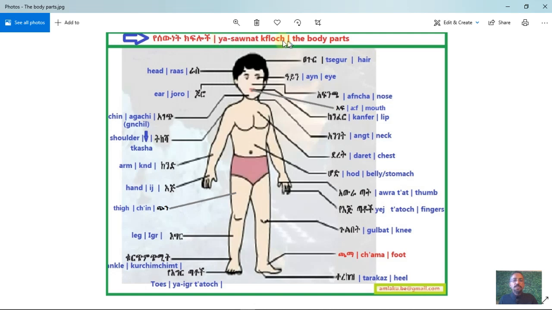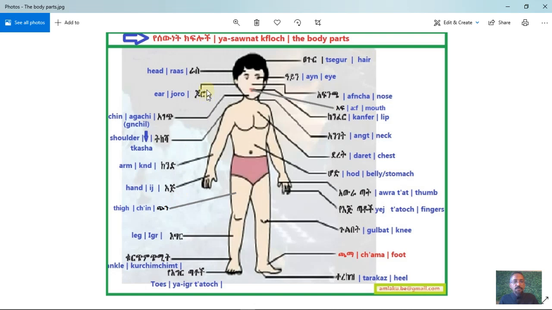So you have the Amharic word, the Amharic name, and then you have the pronunciation and the translation, the body parts. Each body part is presented in the same way, with the pronunciation, the word itself and the translation. So let's just start with those on the left for us.